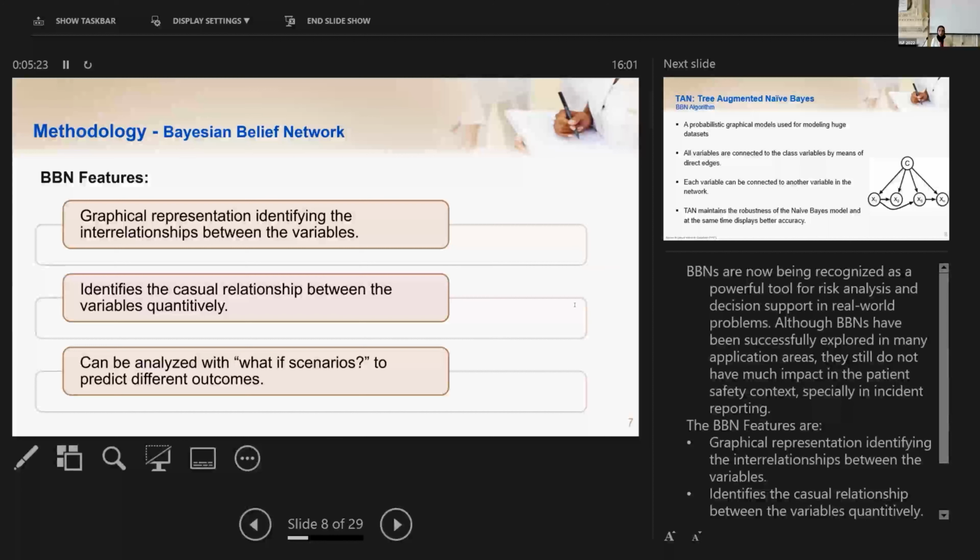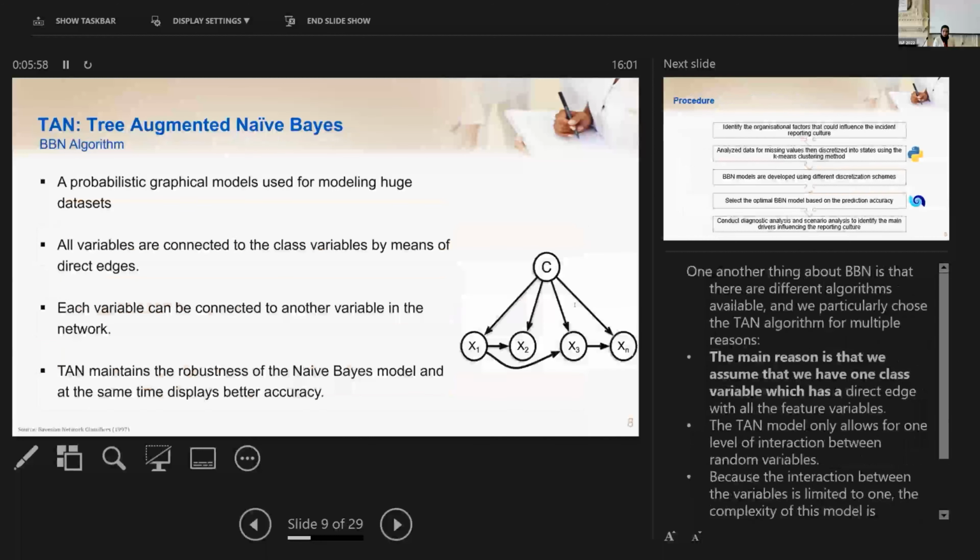Bayesian belief network models are now being recognized as a powerful tool for risk analysis and decision support in the real world. Although Bayesian belief networks have been successfully explored in many applications, they still don't have much impact in the patient safety context, especially in incident reporting. Here are some of the Bayesian belief network features. It's a graphical presentation identifying the interrelationships between the variables. It also identifies the causal relationships between them. And it can be analyzed with what-if scenarios to predict different outcomes.